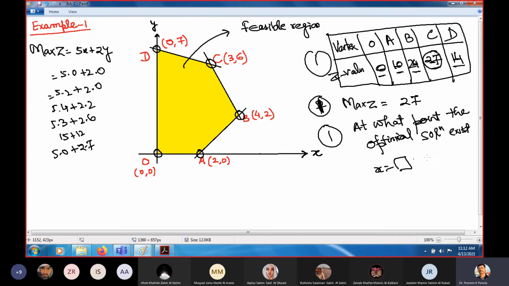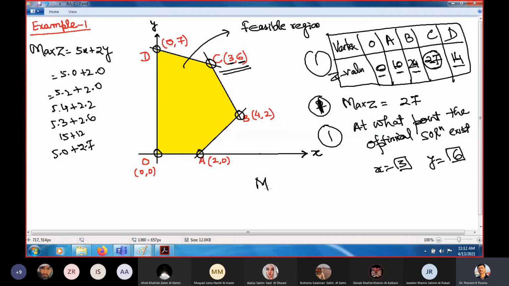What is the value of x? And what is the value of y? See here. What is the value of x? 3. What is the value of y? 6. So this type of question is 1 mark.